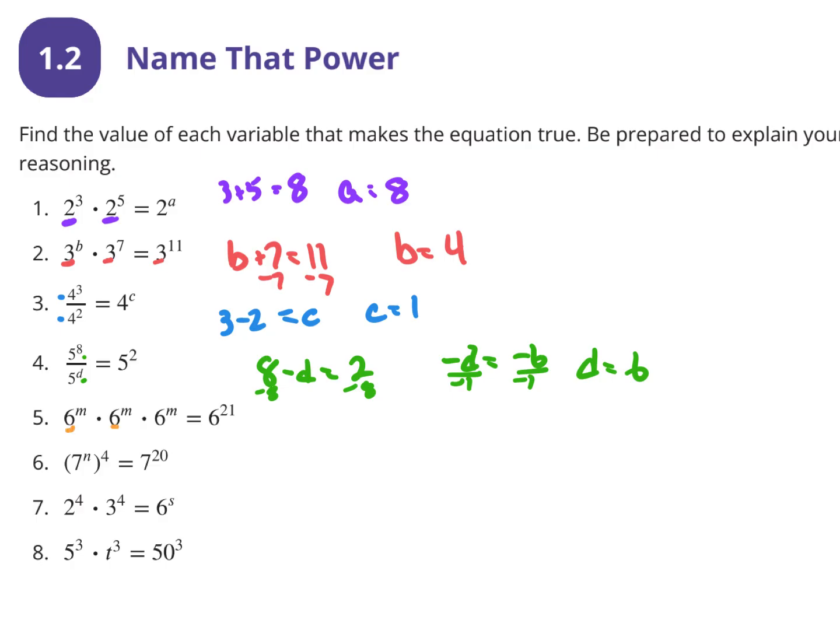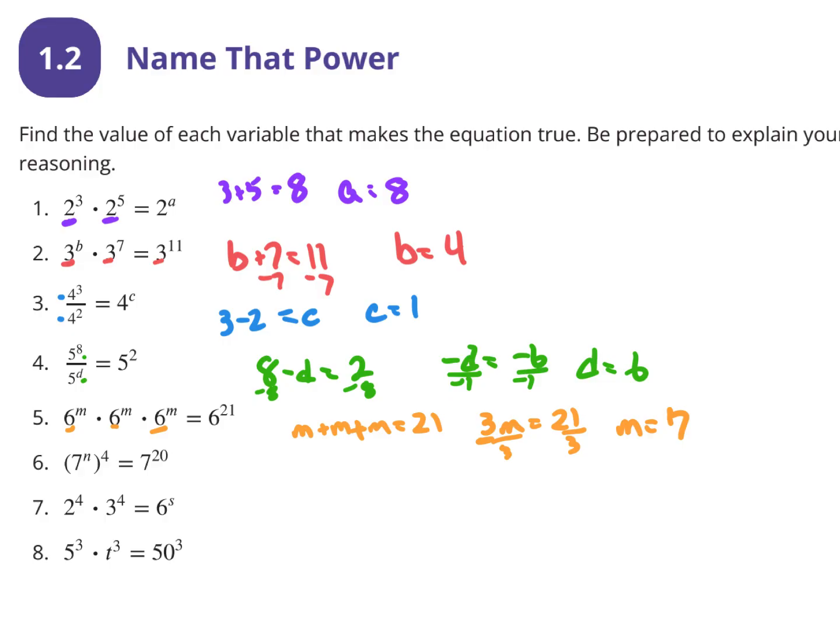All right, same base is multiplied. So that gives you M plus M plus M is equal to 21. 3M is equal to 21. See, here's the difference between exponents and coefficient. The number out front is called a coefficient. When you add or subtract, the number out front changes. When you multiply, the exponent changes. So we divide by 3, and m equals 7.